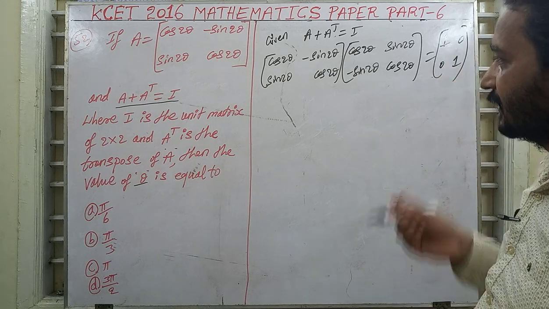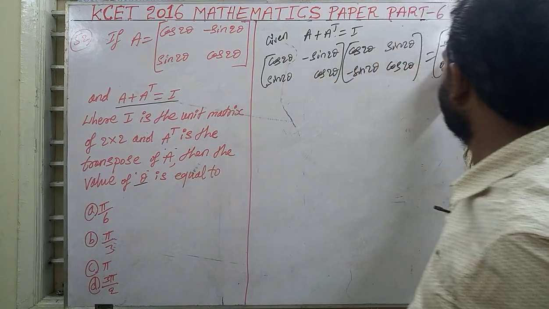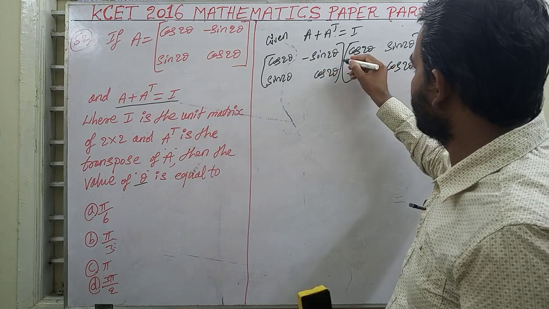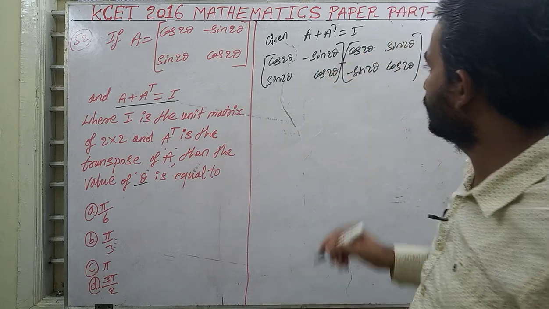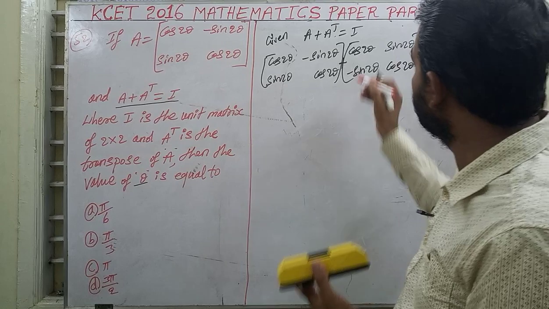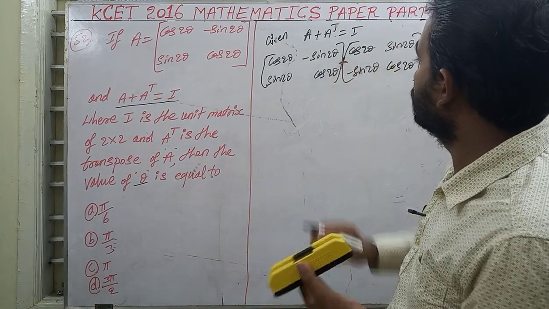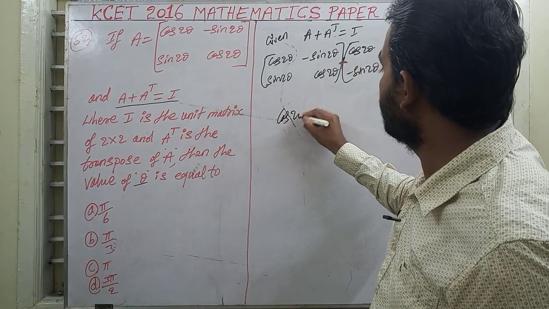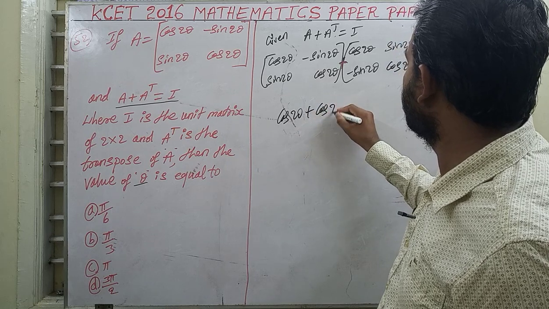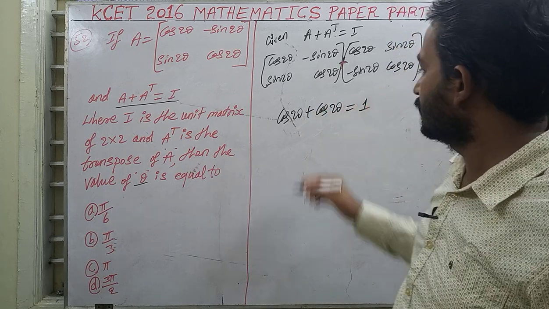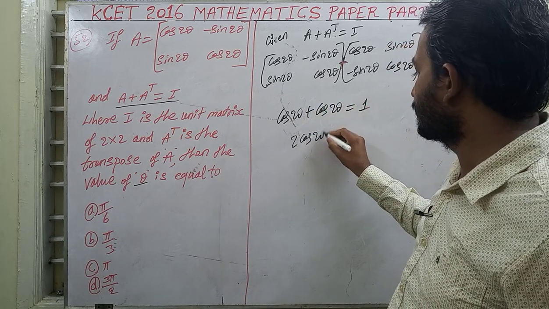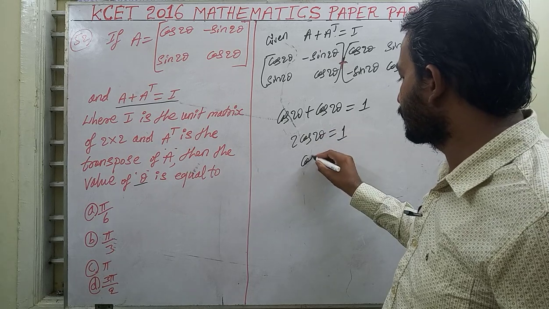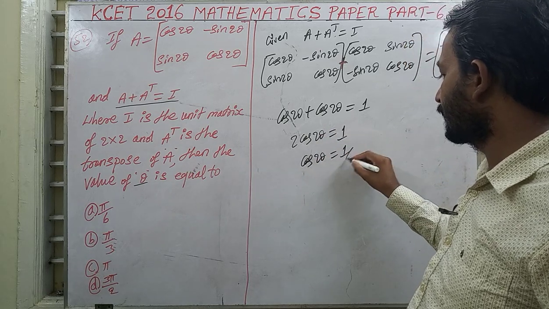So here we take only the first row first elements. Here in the middle the plus is there. So it becomes cos 2 theta plus cos 2 theta is equal to 1. So 2 cos 2 theta is equal to 1. Cos 2 theta is equal to 1 by 2.